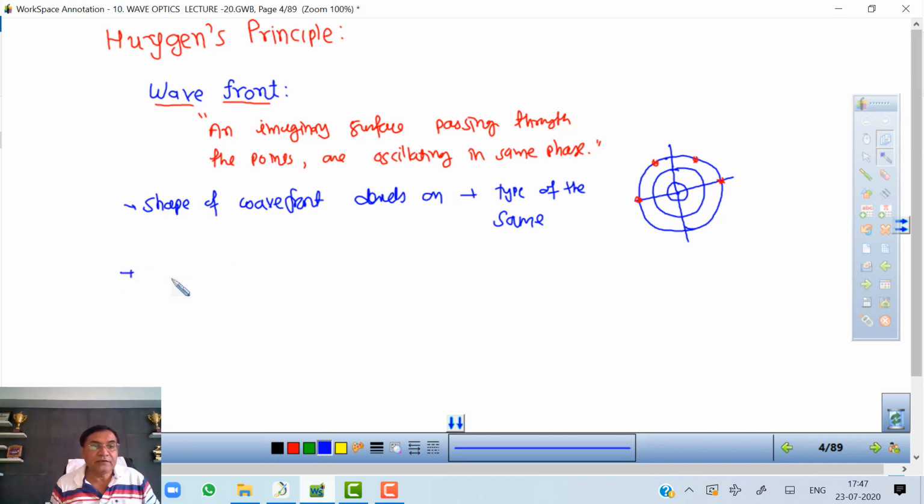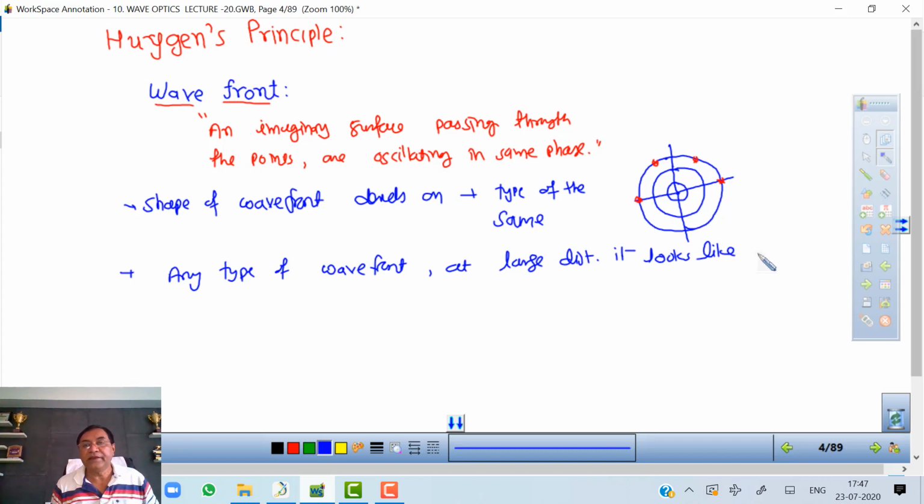So for any type of wave, the wavefront at large distance looks like, or seems to be, plane type.